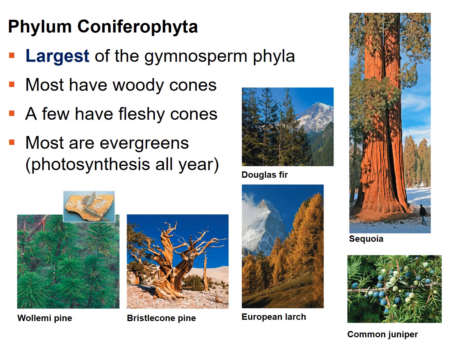Now, the final major phylum of the gymnosperms is the Coniferophyta. You're probably very familiar with those. These are the largest group of plants in this particular group. Most of them have woody cones, though some have fleshy cones like the earlier groups. Most of them are evergreens, which means that they can photosynthesize all year. And here are some beautiful examples of the Coniferophyta.